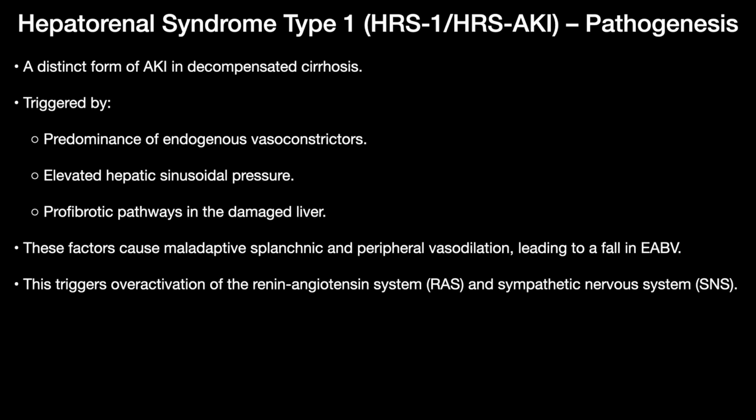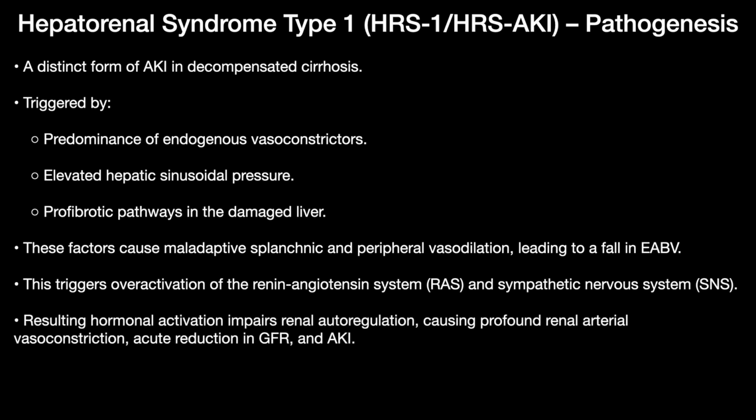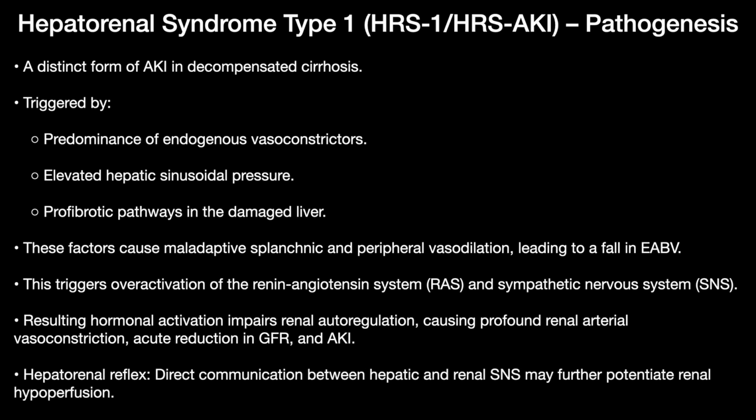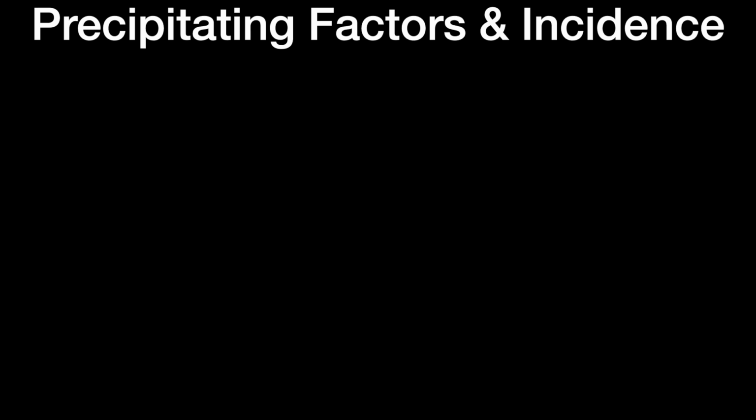This triggers overactivation of the RAS and the sympathetic nervous system, resulting in hormonal activation, impaired renal autoregulation, causing profound renal arterial vasoconstriction, acute reduction in GFR and AKI. There is one more thing called the hepatorenal reflex, which is the direct communication between the hepatic and the renal nervous systems, which can further potentiate the renal hypoperfusion.